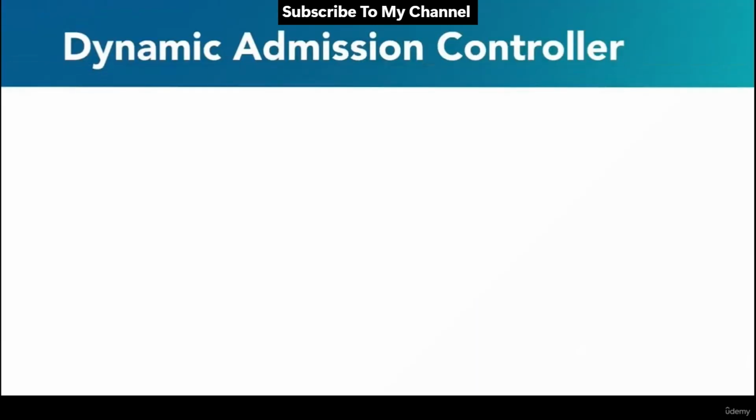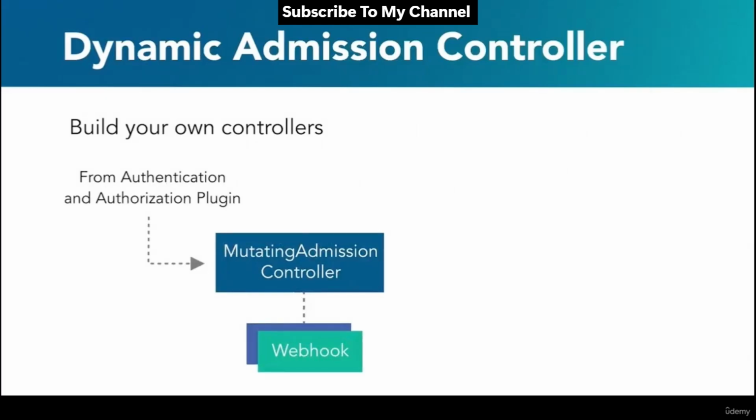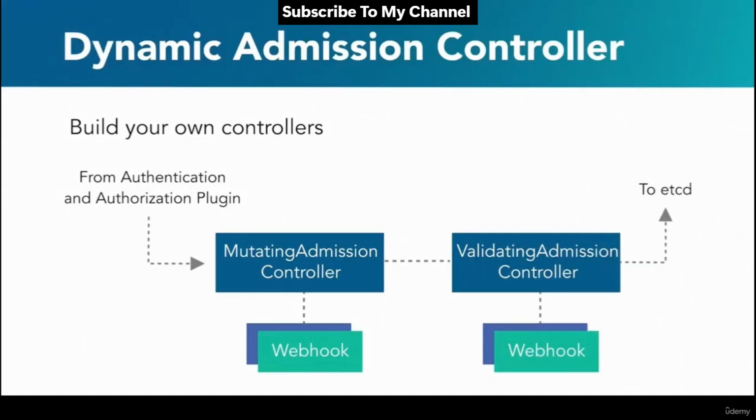In addition to built-in admission controllers, Kubernetes also offers dynamic admission controllers. You can build your own admission controller extensions and run them via webhooks. Kubernetes offers two types of webhooks, mutating and validating. Mutating webhooks are invoked first. They allow you to modify the object included in the request that is being sent to the API server. Validating webhooks are invoked next. They validate the request against custom policies.